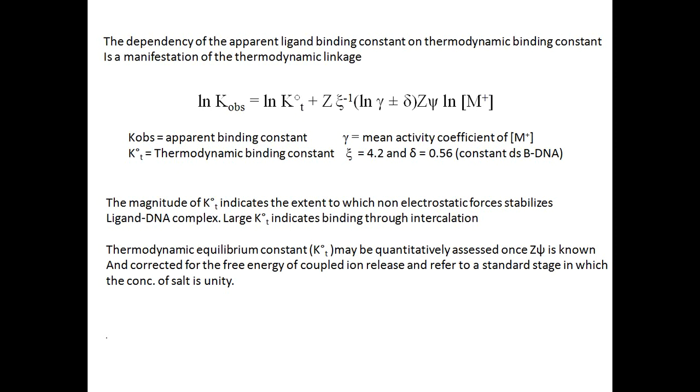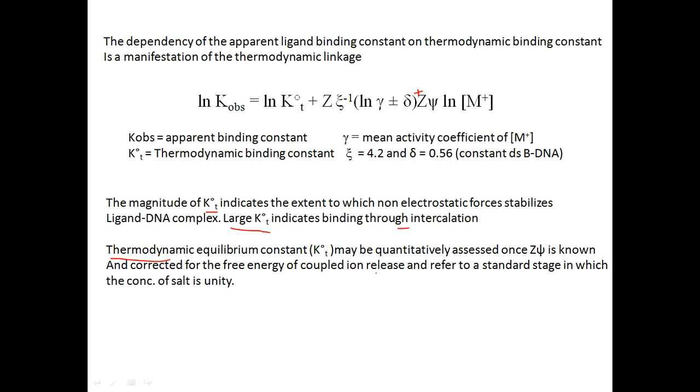The magnitude of K naught T indicates the extent to which non-electrostatic forces stabilize the ligand-DNA complex. A larger K naught T indicates binding through intercalation, that is how the nucleic acid binds to the ligand. If there is an intercalation mode, the number of cations released might not be the same as in normal electrostatic interaction. So larger K naught T values indicate an intercalative mode.